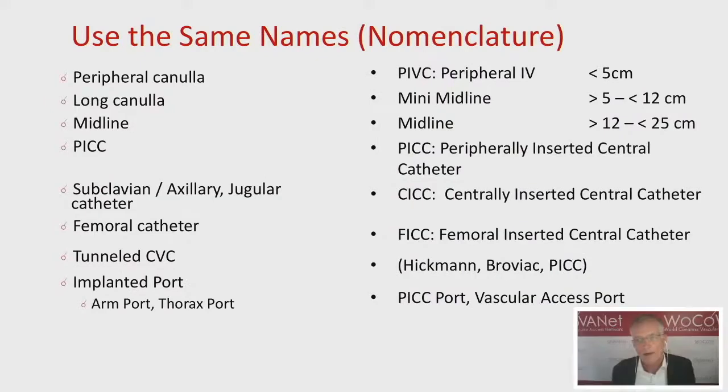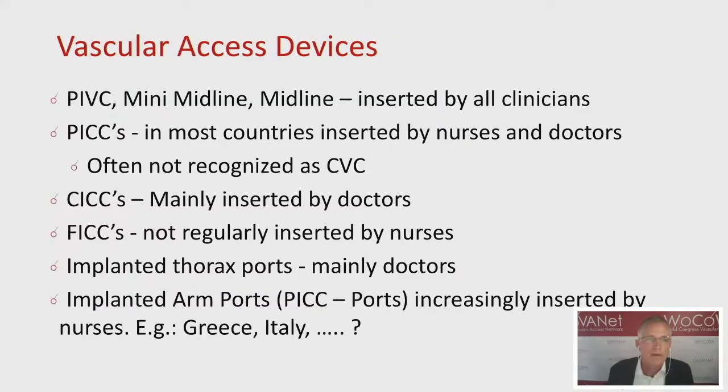We should try and do our best to use the same names for PIVC, meaning midline, PICC, CICC, FICC. And if I look at tunneled, it's still questionable because we still talk about Hickman, Broviac, and PICCs to have tunneled options. But in fact, most of the at least central venous catheters can be tunneled, including ports and thorax ports and PIC ports.